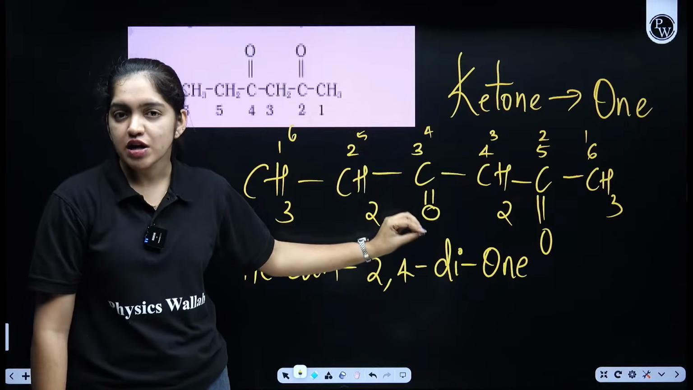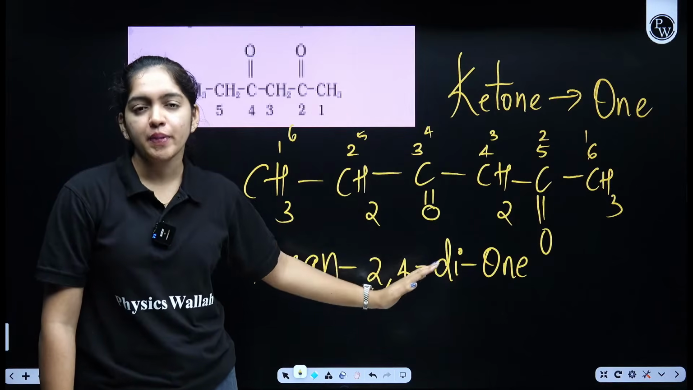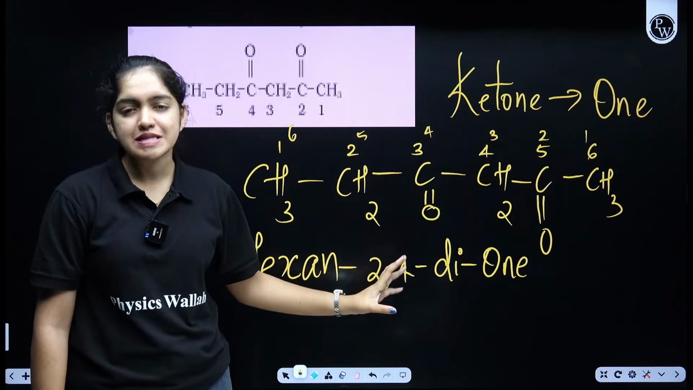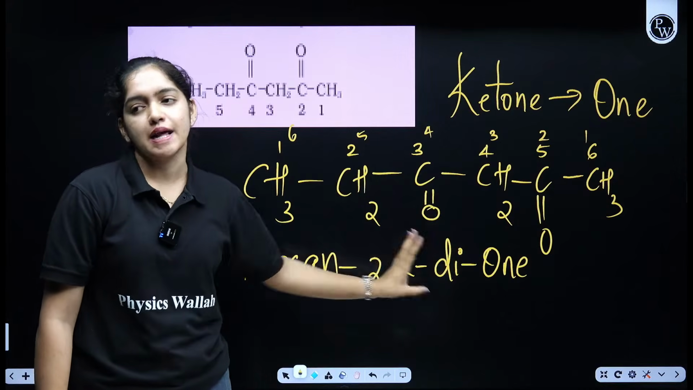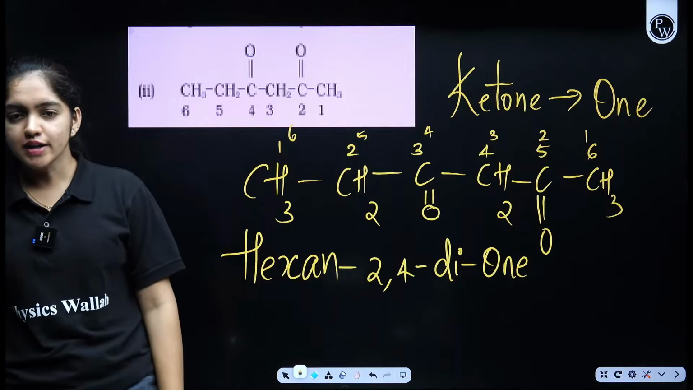So if the same functional groups are present, we should give numbers so that the functional group gets the lowest numbers, and mention di or tri before the functional group's name. Okay, got it?